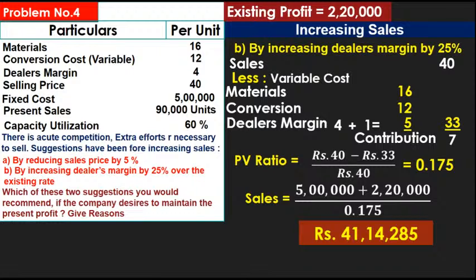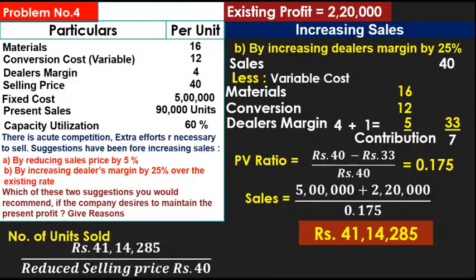If we need a profit of rupees 2,20,000, how many units should we sell? That is the question. Number of units sold is equal to total sales 41,14,285 divided by selling price rupees 40. That gives 1,02,857 units. Okay, try to understand the answer.